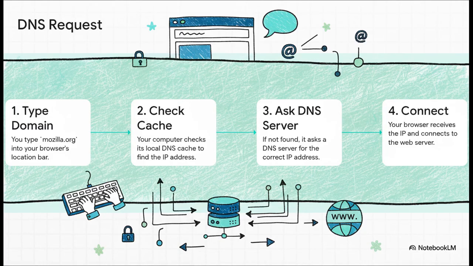And this whole process happens in the blink of an eye. When you type in an address, your computer first quickly checks its own memory, its cache, to see if it already knows the IP. If it doesn't, it just asks a DNS server out on the internet. That server sends back the number and your browser connects you. It's simple, crazy fast, and incredibly efficient.